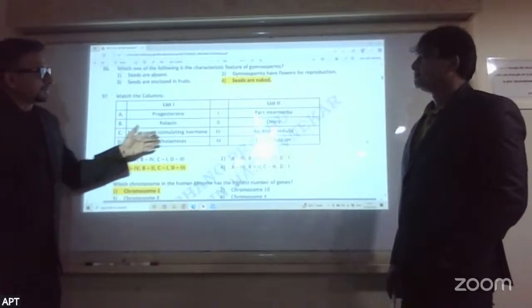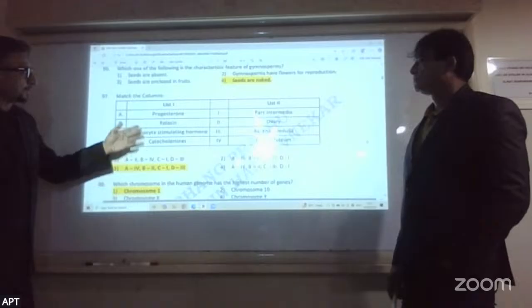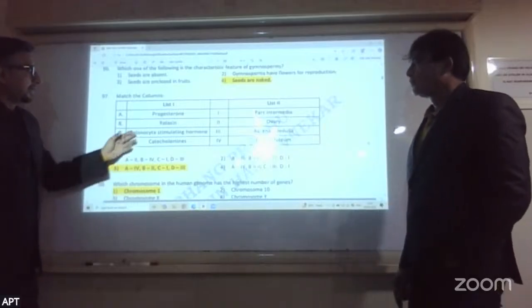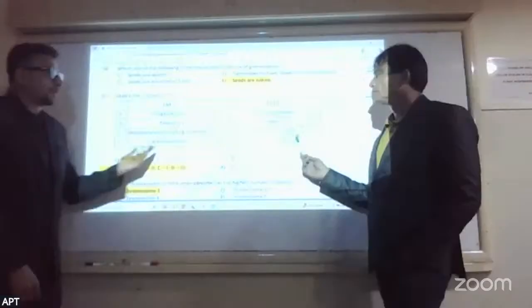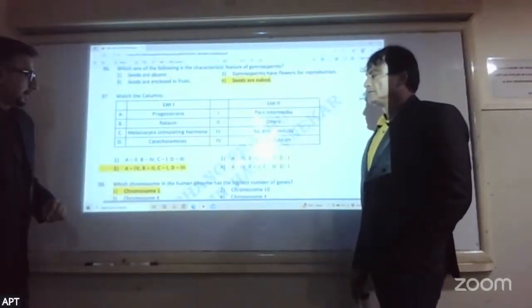There are the hormones and where they are coming from. If you really go through it, progesterone comes from the corpus luteum, correct, and relaxin is coming from the ovary. Melanocyte stimulating hormone is coming from the pars intermedia. Obviously, the 4th one left is from the adrenal. Looks good. 3rd alternative.